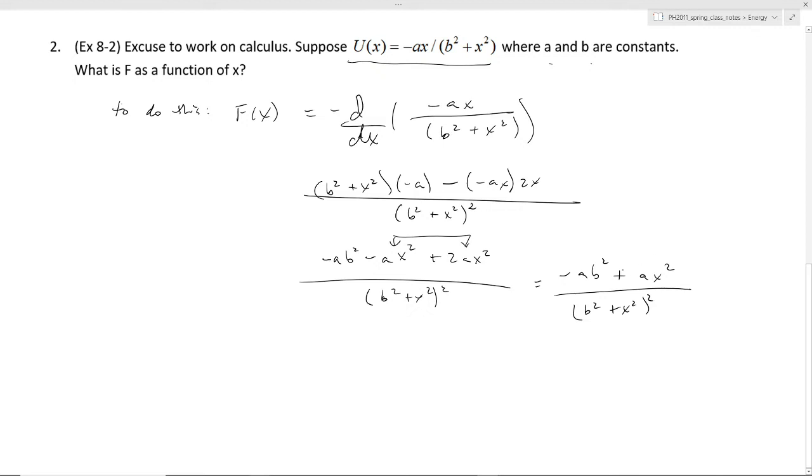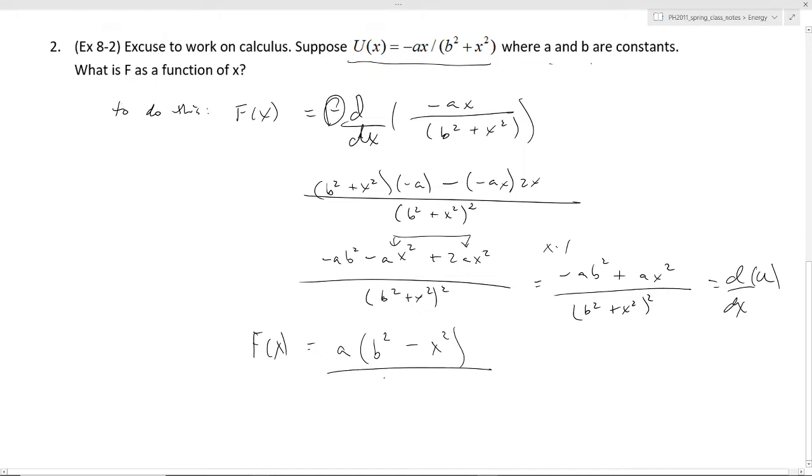This would be what we would have, but recall, this is the negative derivative, so we have to keep that. So this is the derivative, but we want the negative of that, which would give us the force. So the force would be, factoring out an a and multiplying by a factor of -1, a times b squared minus x squared over b squared plus x squared quantity squared.